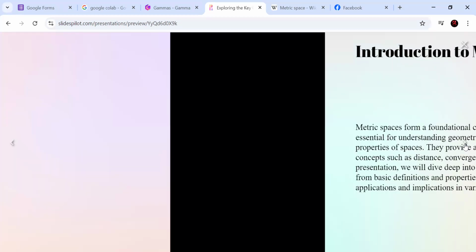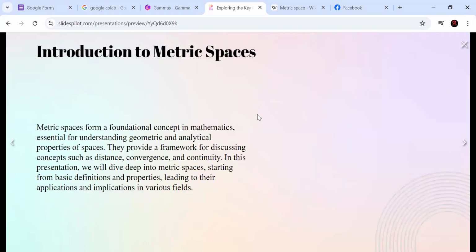So as we move forward to the introduction to metric space, as we know, the metric space is the foundation and key concept in mathematics, essentially for understanding the geometry and analytical property of space. So if anything in a space has some property, like its geometry and its analytical position, it provides a framework for discussing concepts such as distance, convergence, and continuity.